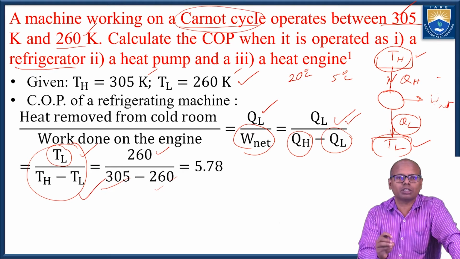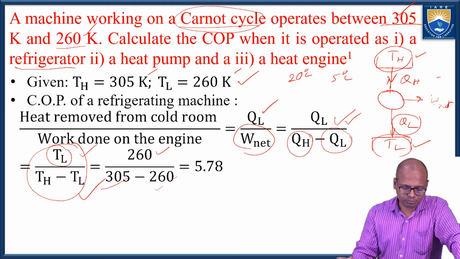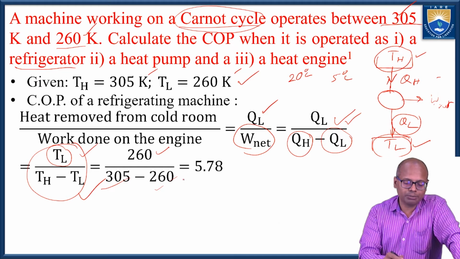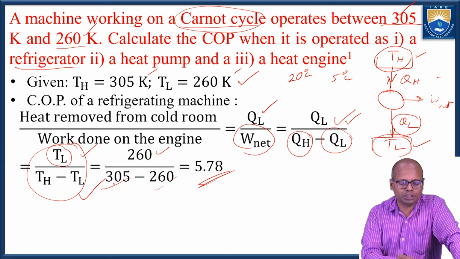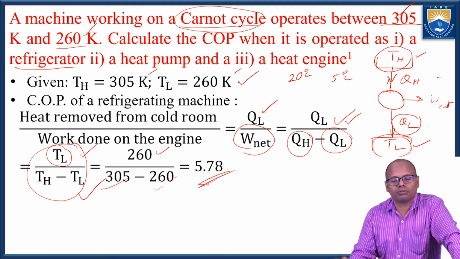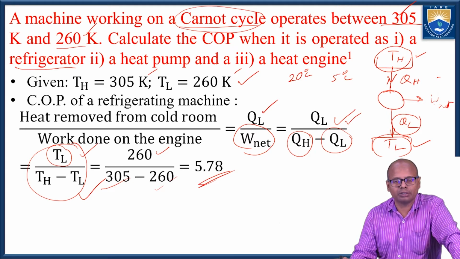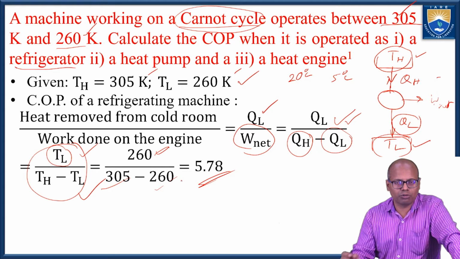So that is the precaution that we have to take when we are solving these problems based on the Carnot cycle. Okay. Now here, if I simplify this, the simplification process is very simple. It is 260 divided by 45, which is 5.78. Everyone can do it. The only thing is what should be there on the top and what should be there on the denominator.